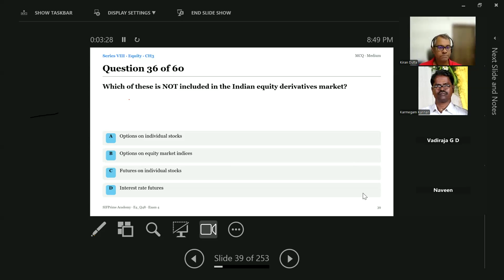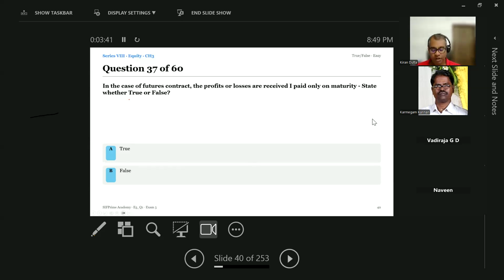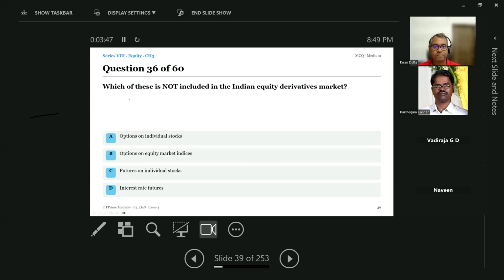What is not available? Interest rate futures are not available in the Indian equity market. Correct. Interest rate is also traded, right? My understanding is that it's not available for retail traders. On the Indian equity derivatives, these are the 3 months that are available for us. It's not available for us.